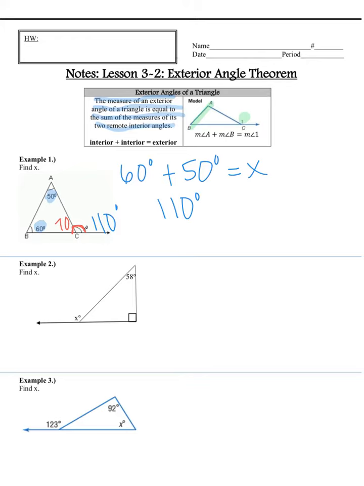All right, example number 2 also says find x, and we have 58 degrees and we have 90 degrees as our two remote interior angles. So I'm going to say 58 plus 90 equals x. And 58 plus 90 is going to give us 148 equals x.